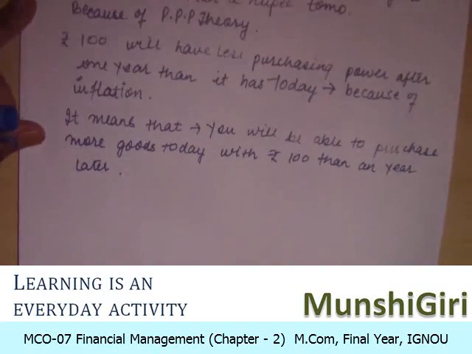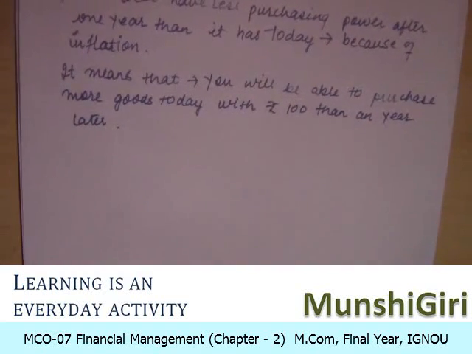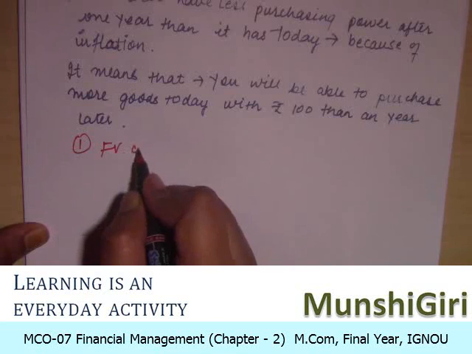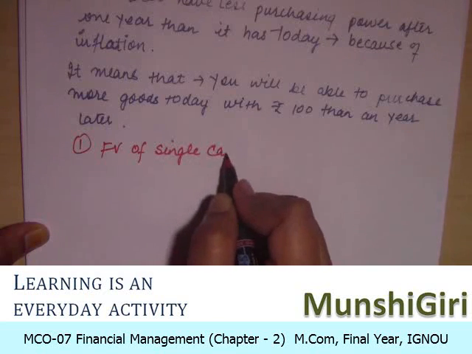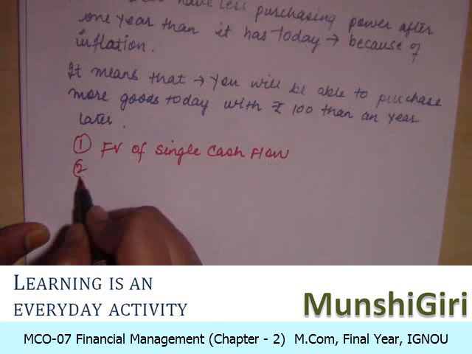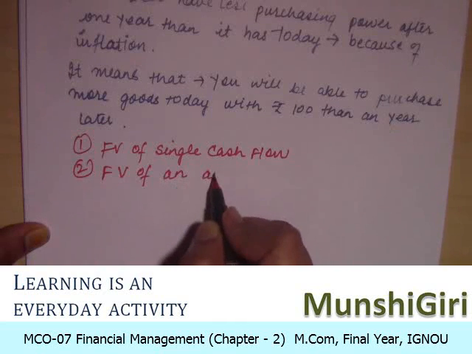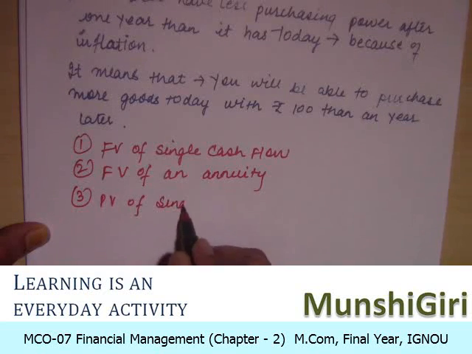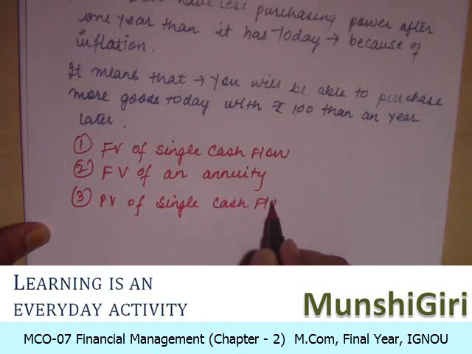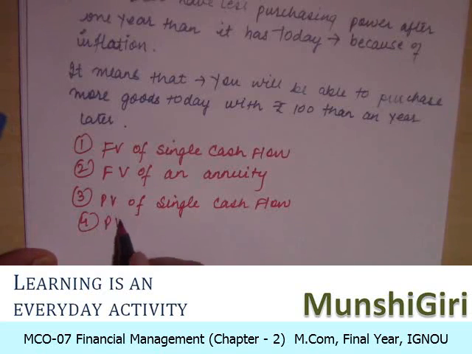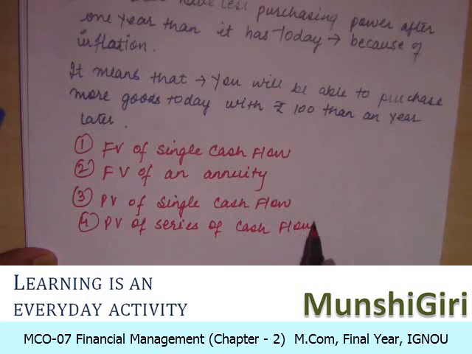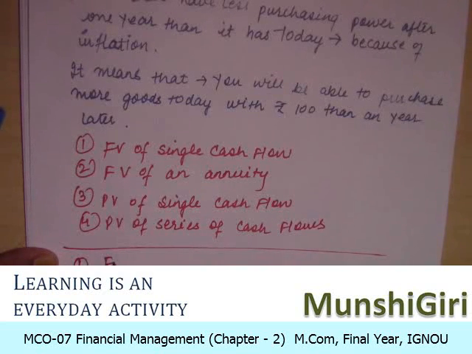The various concepts that we are going to learn under this chapter are: first is future value of a single cash flow, second is future value of an annuity, third is present value of single cash flow, and present value of series of cash flow. Starting with the very first topic, that is future value of single cash flow.